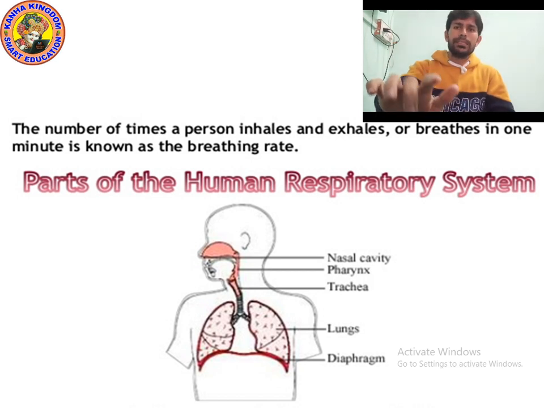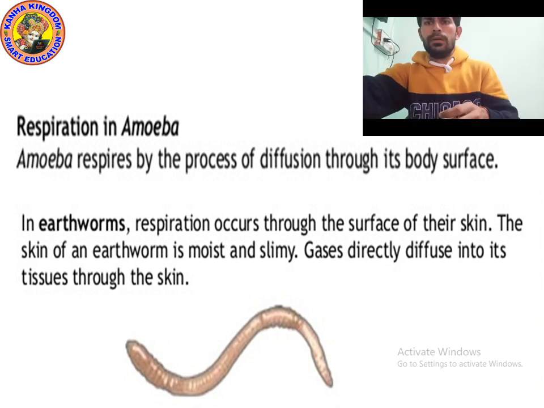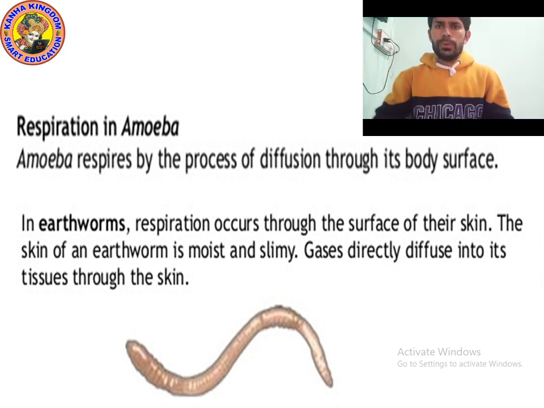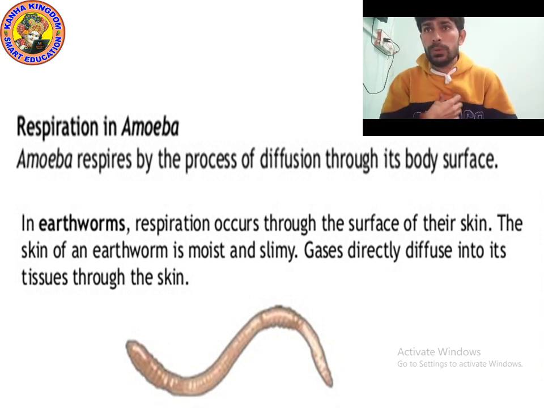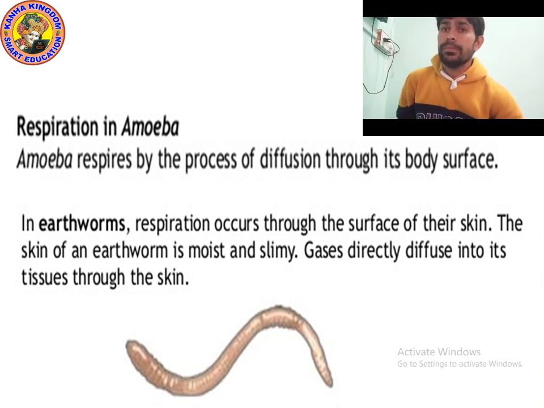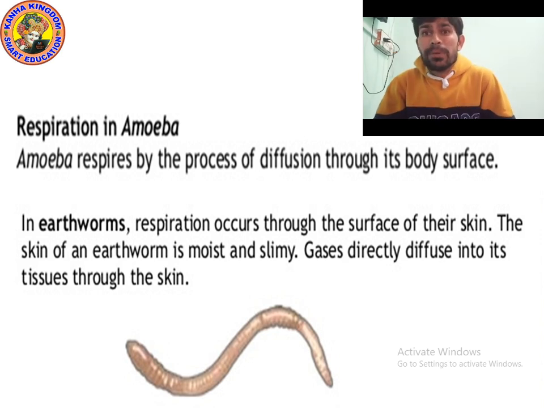Okay, now let's study the next point. Let's talk about respiration in amoeba and earthworm. The question is, how does the amoeba respire? Amoeba respires by the process of diffusion through its body surface. So it respires through its surface.